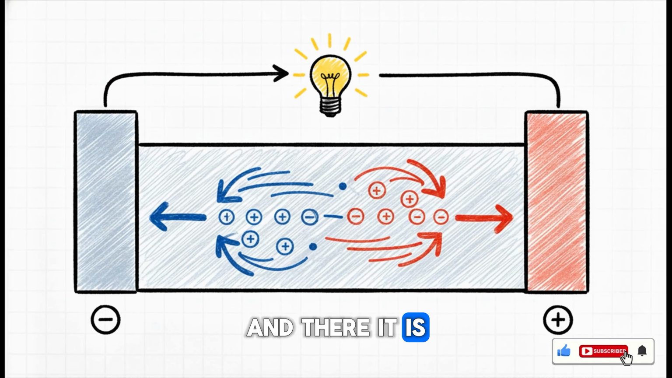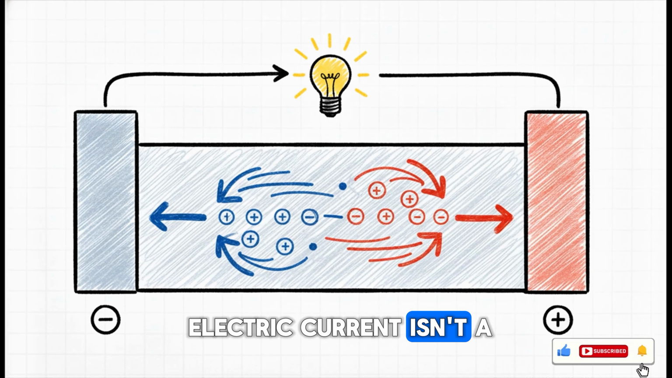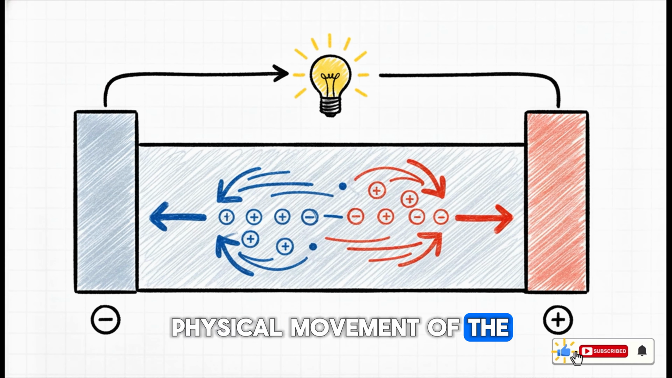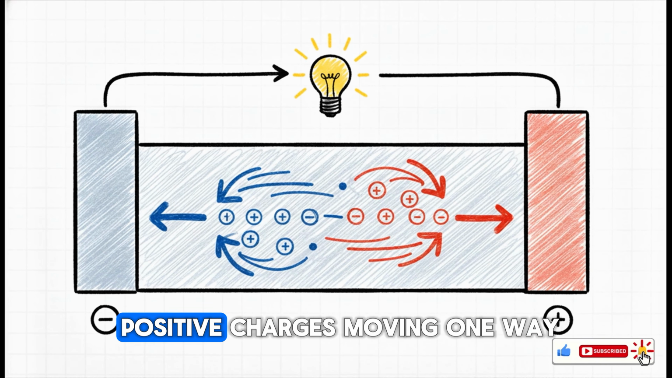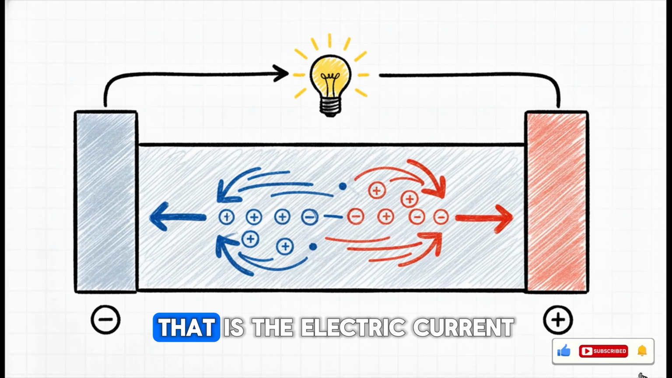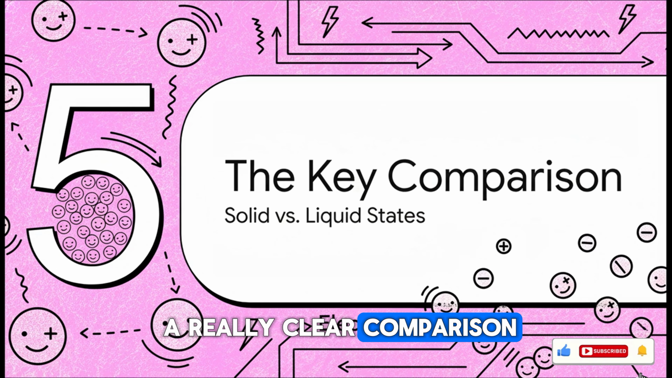And there it is. That's the big aha moment. In an electrolyte, the electric current isn't a flow of electrons like you see in a metal wire. No, it is the physical movement of the ions themselves through the solution. This organized parade of positive charges moving one way and negative charges moving the other way, that is the electric current. So let's pull all of this together into a really clear comparison.